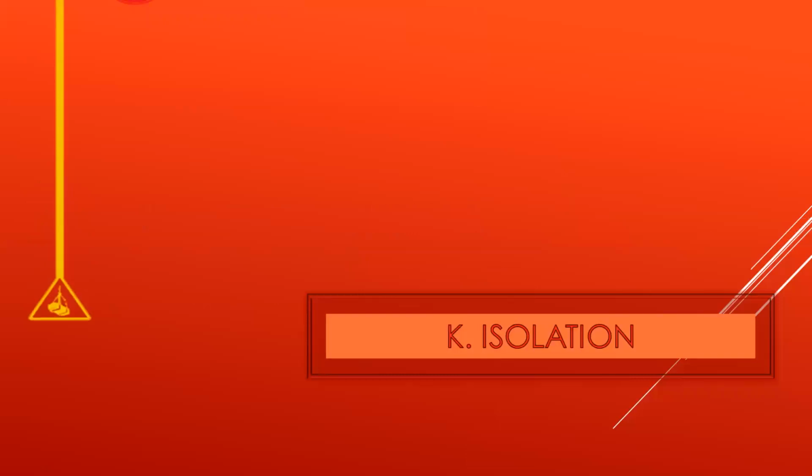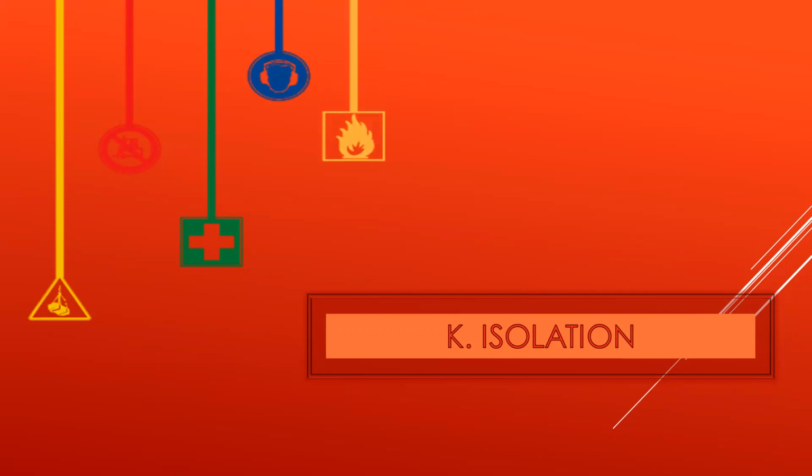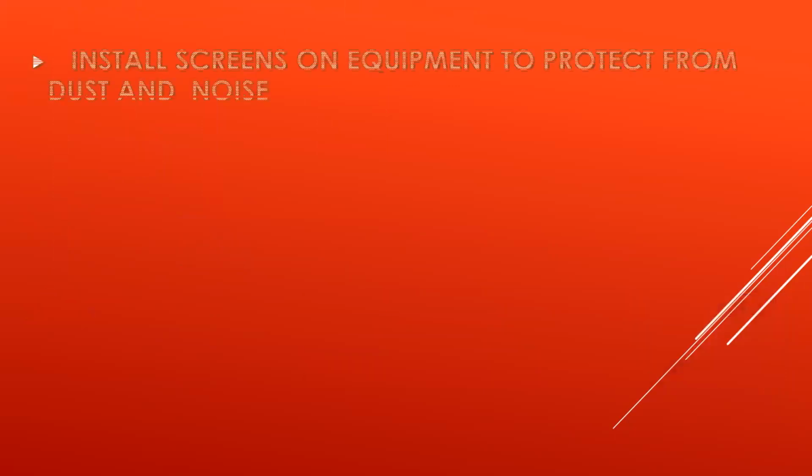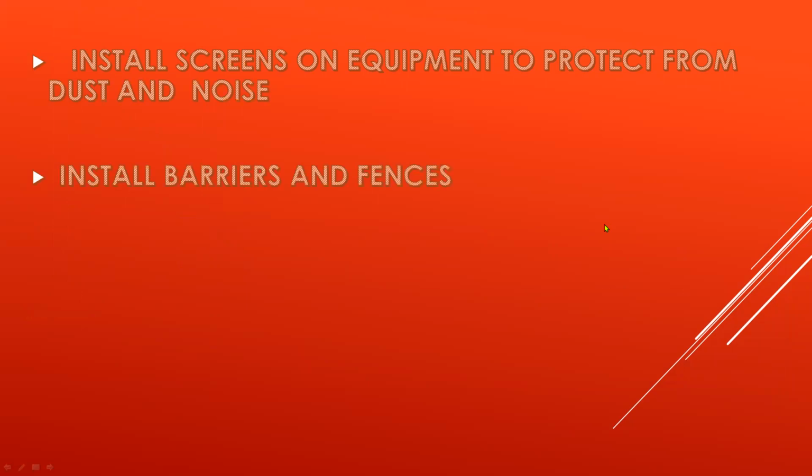And then for the isolation process, be sure that you are familiarized with the following symbols as signages during the construction project. Install screens on equipment to protect from dust and noise. Install barriers and fences. Mark up hazardous areas.